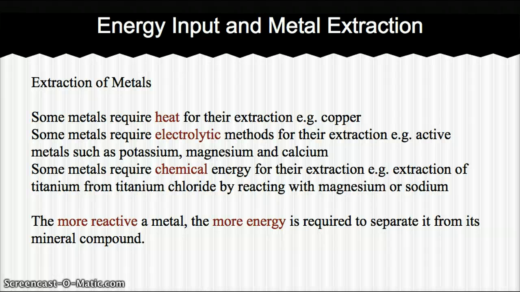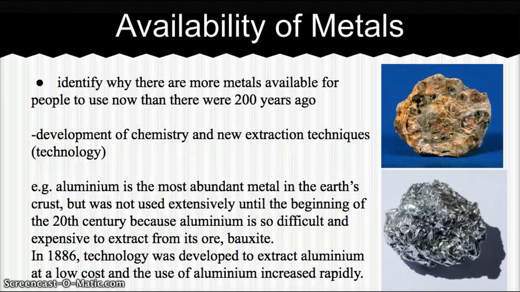Some metals require chemical energy for their extraction. For example, extraction of titanium from titanium chloride is done by reacting with magnesium or sodium. Now, the more reactive a metal, the more energy is required to separate it from its mineral compound. So what about the availability of metals?